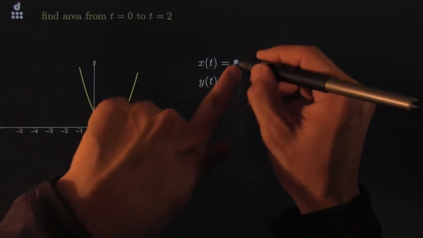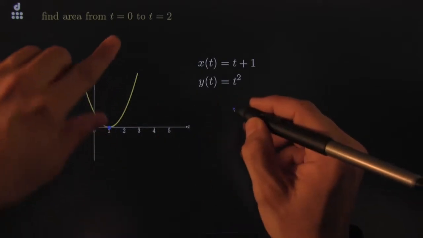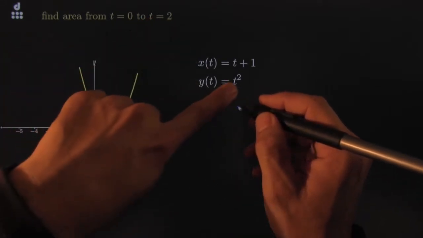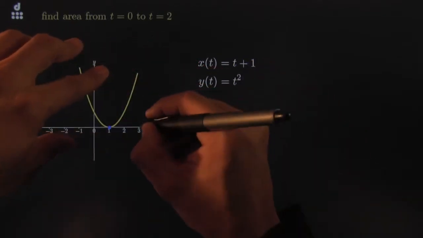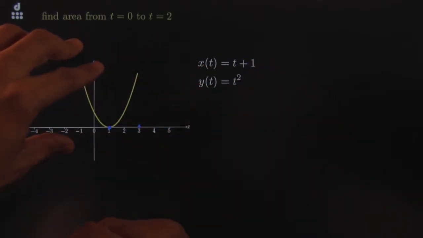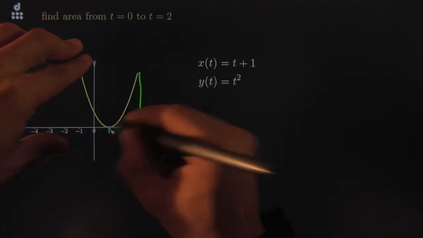When t is equal to 0, I notice that my x is equal to 1, so this is my starting point. When t is equal to 2, I notice that x is equal to 3, so I know this is my other boundary point. I'm going to go with green this time. So we're trying to find out this area right here.